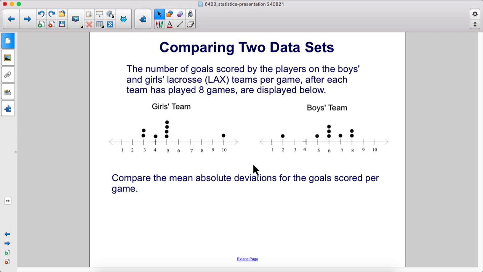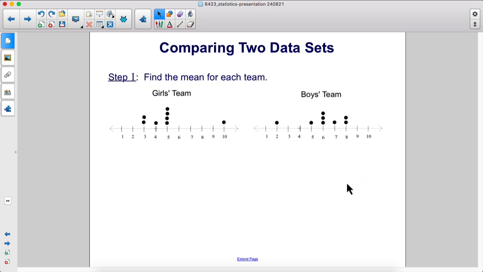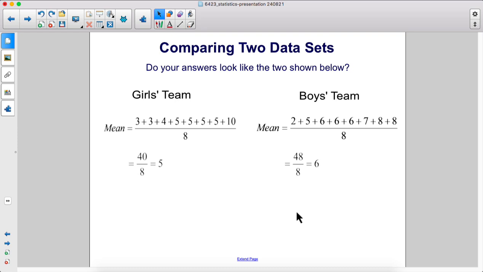The number of goals scored by the players on the boys and girls lacrosse teams per game after each team has played 8 games are displayed below. Compare the mean absolute deviations for the goals scored per game. First, we will find the mean for each team. Do your answers look like the two shown below? So you add up all the girls' scores, divide by 8, do the same for the boys' team, and we see the average for the girls' team is 5. The average for the boys' team is 6.